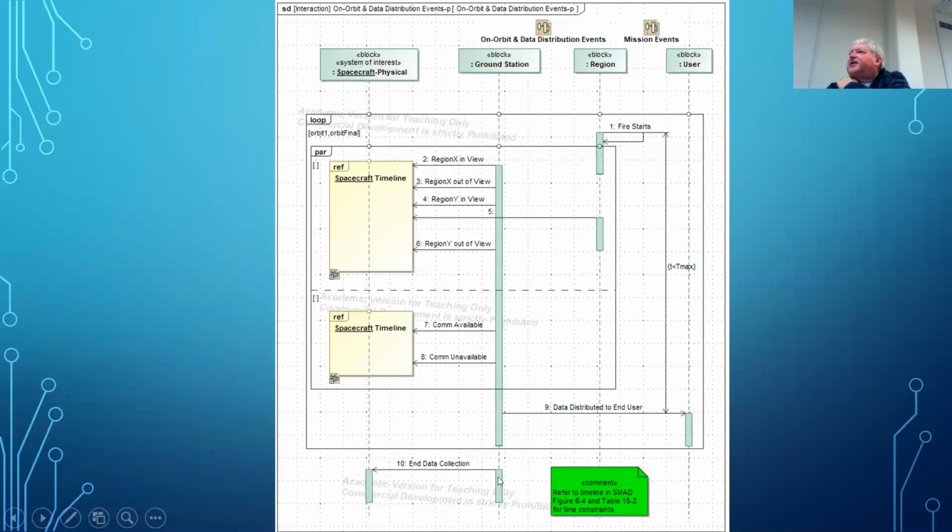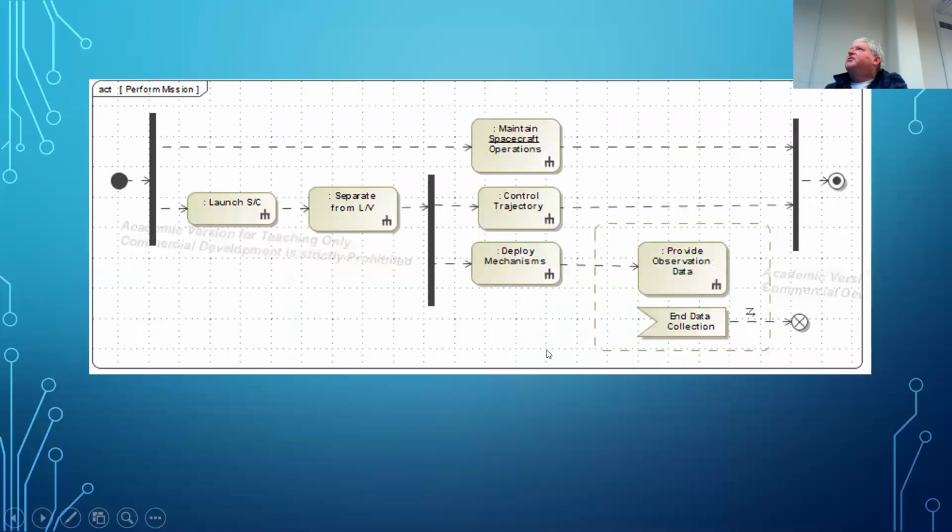It looks like the ground station is sending some kind of signal to the space station to end. Obviously then this sequence is done. So that's a good example of an SD from our sample text. Then there are some other references down here from the textbook. Here's a high-level activity diagram.